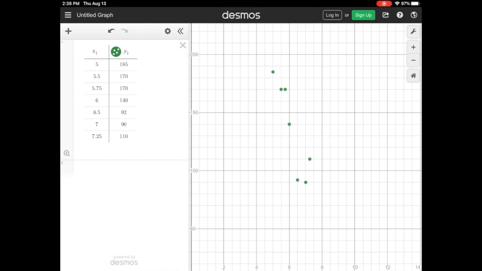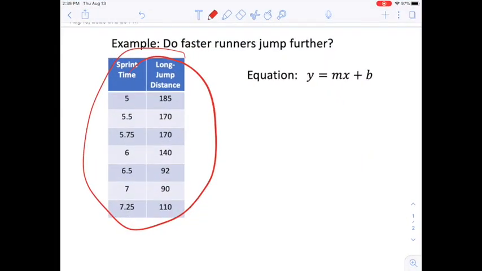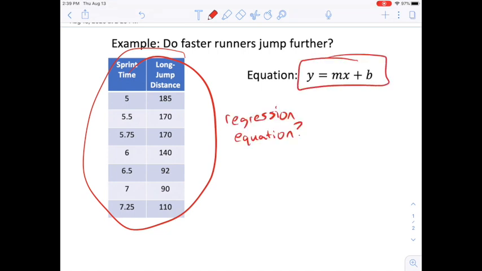What the problem asked us to do, if we look back on Notability, is to find this equation. We want an equation in the form of y equals mx plus b for the regression. It's in the form of y equals mx plus b because it's a linear regression and all lines can be written as y equals mx plus b.